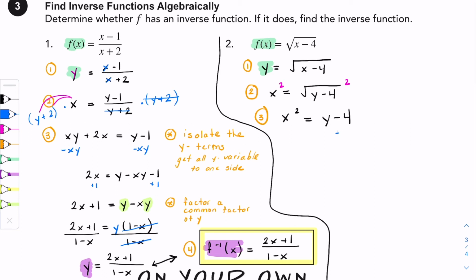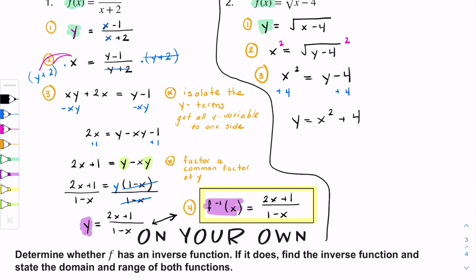In step 3, we're solving for y, so add 4 to both sides. I have y equals x squared plus 4. That is my inverse function, but for the fourth and final step, I need to replace y with the correct function notation of the inverse: f inverse of x is equal to x squared plus 4.